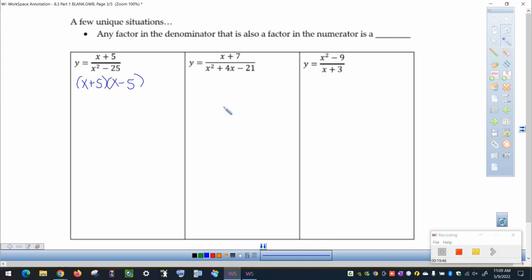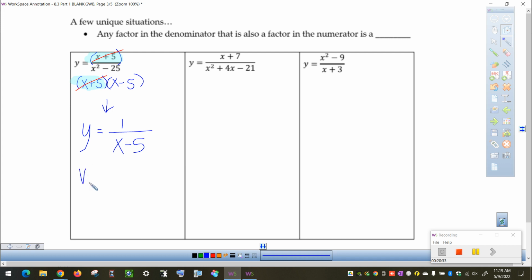But here's something I want you to notice here. If we were to put parentheses around that numerator, x plus 5, notice that we have an x plus 5 on the numerator, and we also have an x plus 5 on the denominator. They can actually cancel one another out, giving us a more simplified form of our equation. On the numerator, all we're left with is just a 1, and then on the denominator, we're left with x minus 5. So here's how we can move forward with this.